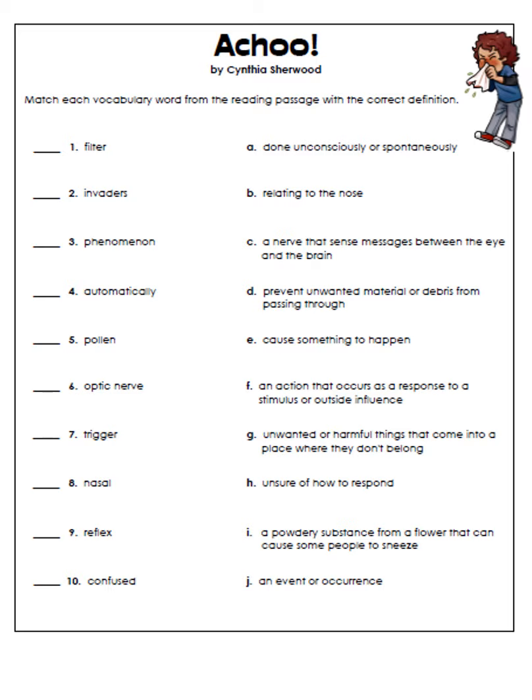A. Done unconsciously or spontaneously. B. Reacting to the nose. C. A nerve that sends messages between the eye and the brain. D. Prevent unwanted material or debris from passing through. E. Cause something to happen. F. An action that occurs as a response to a stimulus or outside influence. G. Unwanted or harmful things that come into place where they don't belong. H. Unsure of how to respond. I. A powdery substance from a flower that can cause some people to sneeze. And J. An event or occurrence.